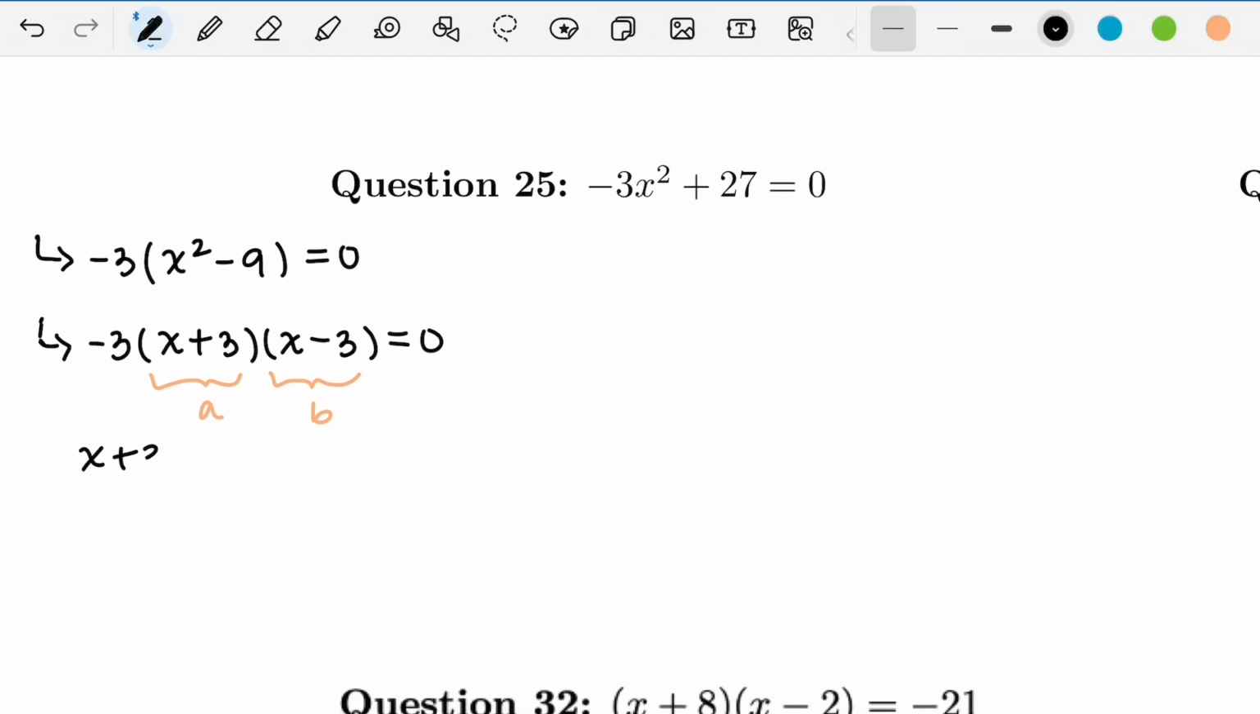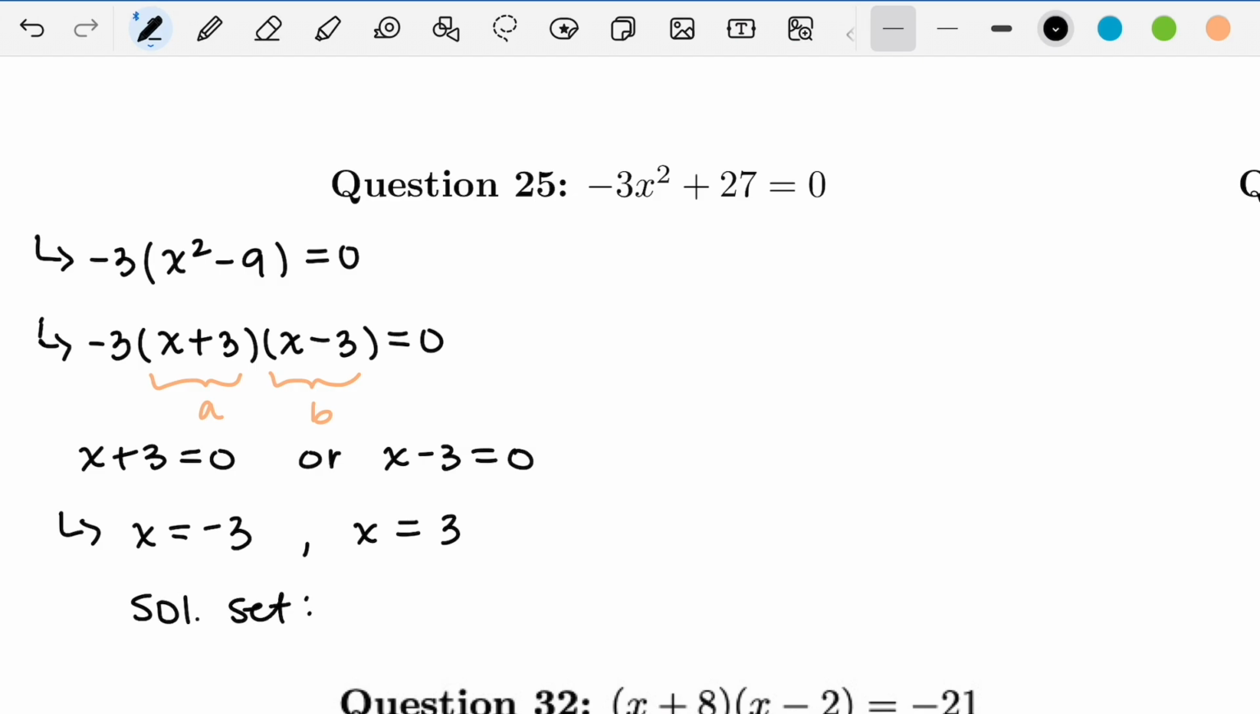This means x plus 3 is going to be equal to 0, or x minus 3 is going to be equal to 0. Now, clearly, solving for x, we're going to get x equal to minus 3, and x is equal to positive 3. So in this case, our solution set is going to consist of the x values when x is equal to minus 3 and positive 3.